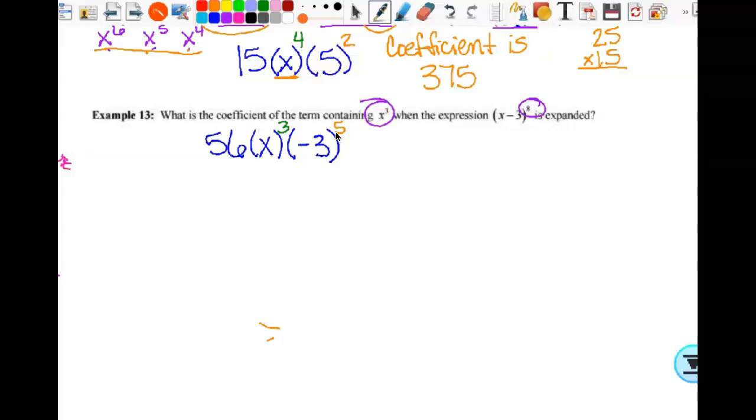I know that when I write my answer out, I can say the coefficient is negative something, and I know it's negative because I'm taking a negative to an odd power, okay? So you go ahead and use your crazy good math skills, figure out what 3 to the 5th is, multiply it by 56. 1, 2, 3, go.